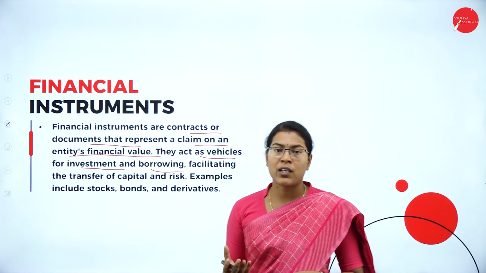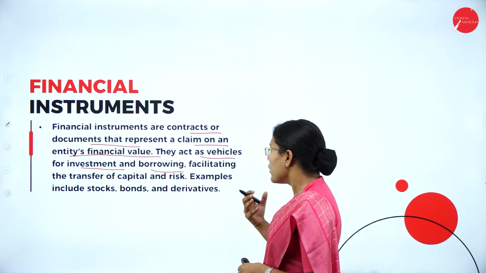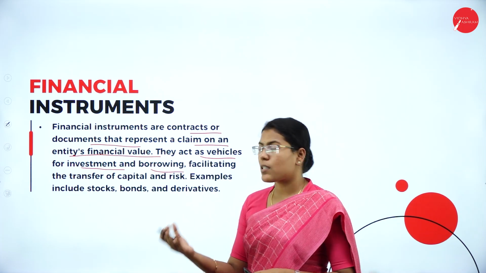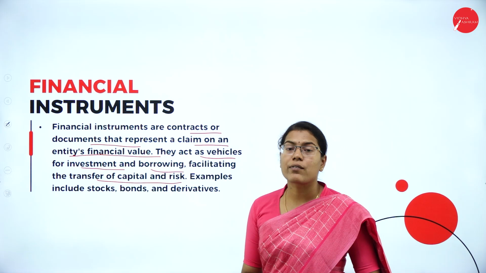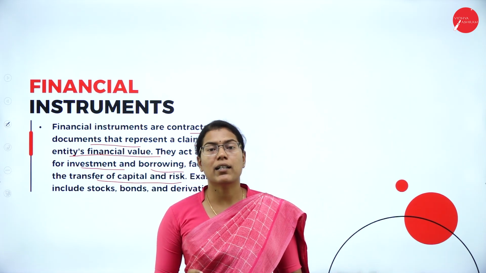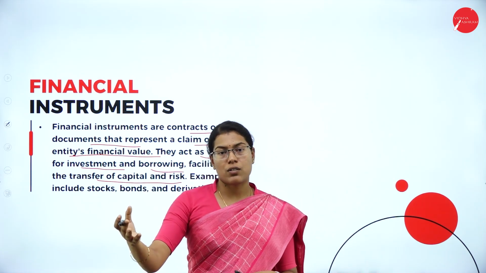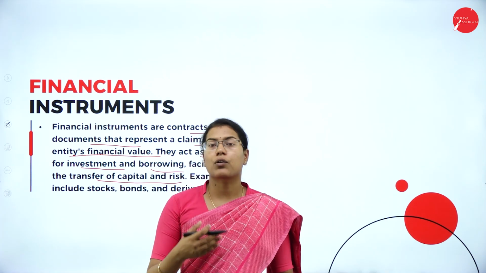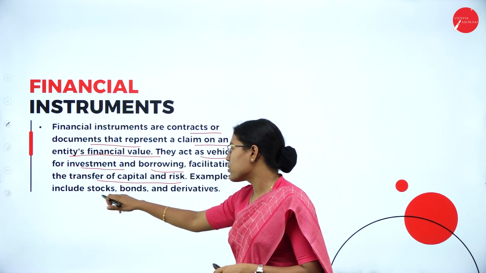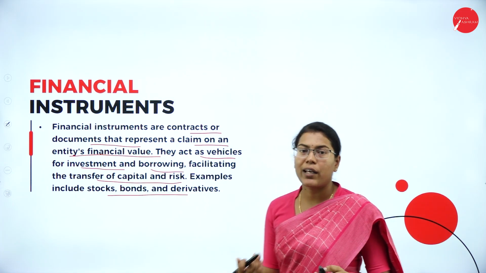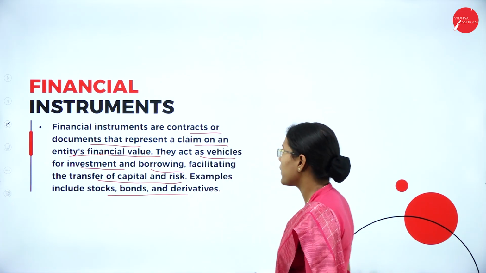Using these financial instruments like bonds, shares, debentures, people can make investments and take borrowings. Then they facilitate the transfer of capital as well as the risk. So it is not only the capital that is transferred from the investors to the company or the corporation, but also the risk. For example, stocks, bonds and derivatives are the various financial instruments that are traded.